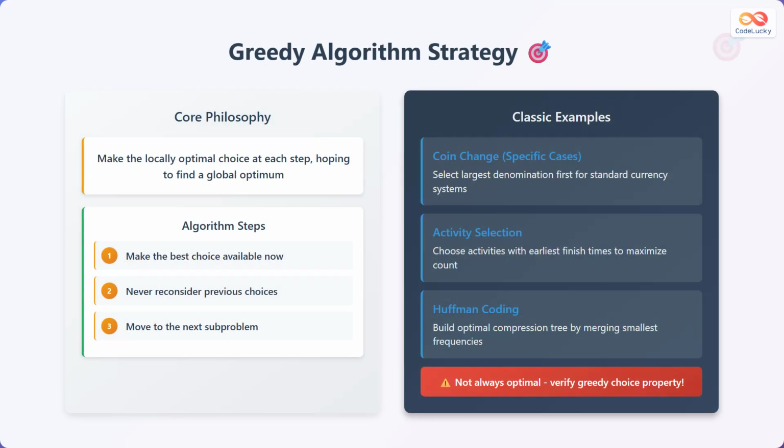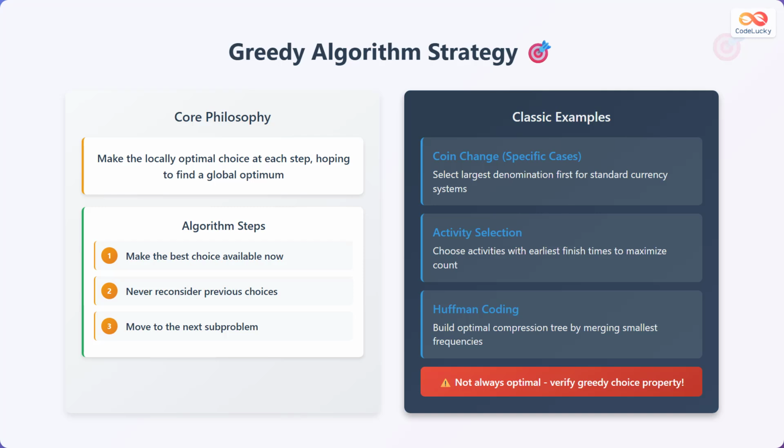Greedy algorithms follow a simple philosophy: make the locally optimal choice at each step, hoping to find a global optimum. The strategy involves 3 key steps. First, make the best choice available at the current moment. Second, never reconsider previous choices. Third, move to the next subproblem and repeat.